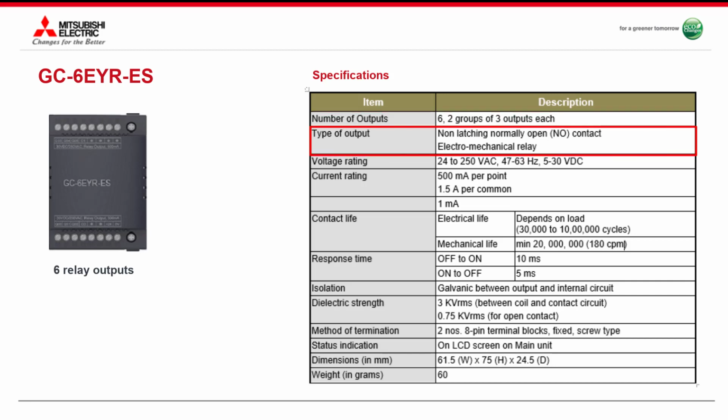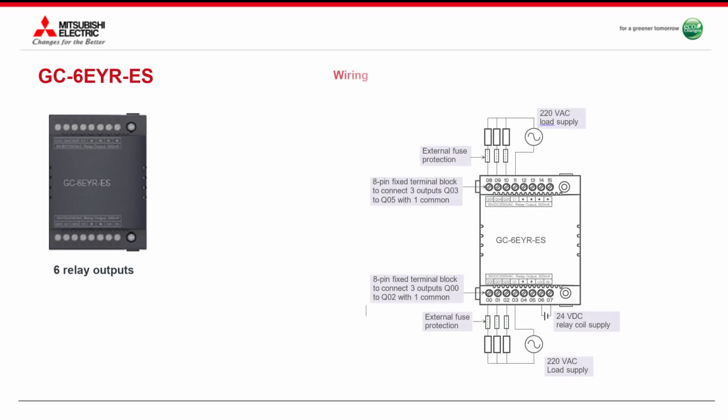Each relay output provides non-latching normally open contact. Voltage rating of contact terminal is 24 to 250 volt AC or 5 to 30 volt DC. Current rating is 500 mA per point or 1.5 ampere per group. Status indication is provided in I/O monitor screen on LCD. Diagram shows connection details for relay outputs. Note that module requires external 24-volt DC supply for operation of relays.